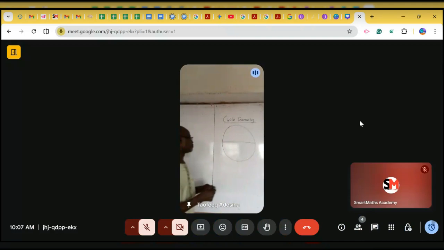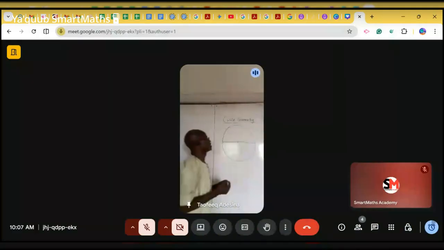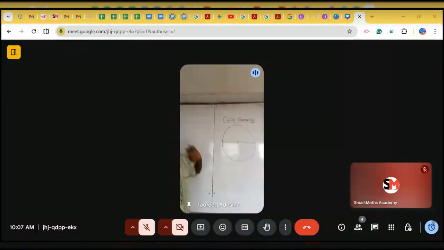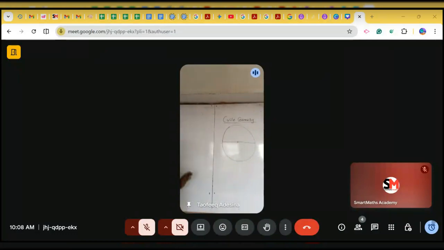But the moment a line is drawn this way and they put this to indicate the center, let me adjust it to this. They have indicated the center for us. That tells us that this line is a diameter, nothing more. The line is a diameter.